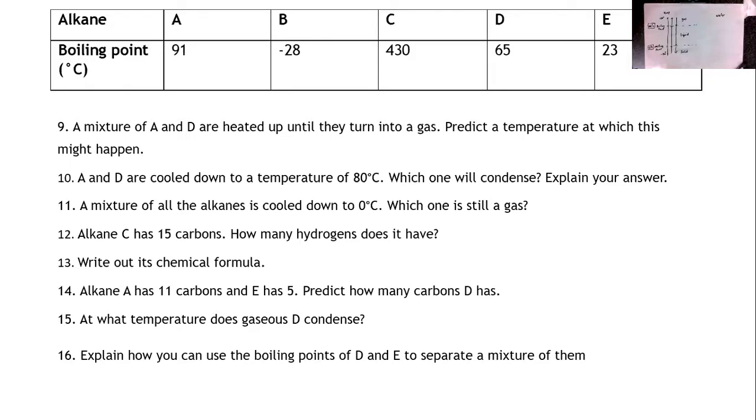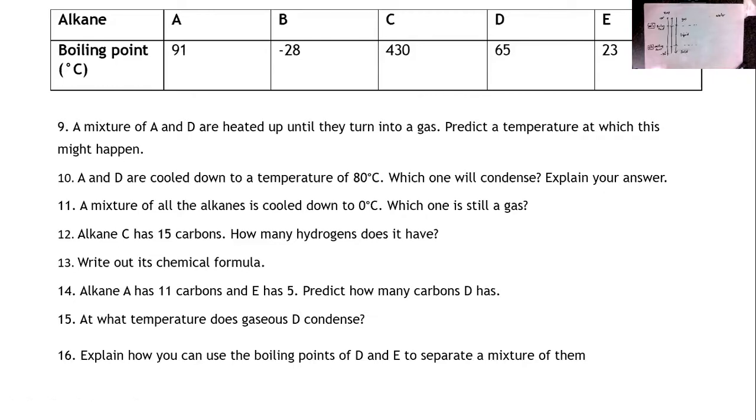11. A mixture of all these alkanes is cooled to 0 degrees. Which one is still a gas? Well, B is still a gas all the way to -28. So we haven't got that cold yet, so it's still a gas. The answer is B.